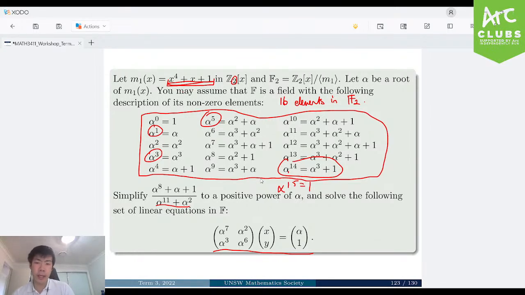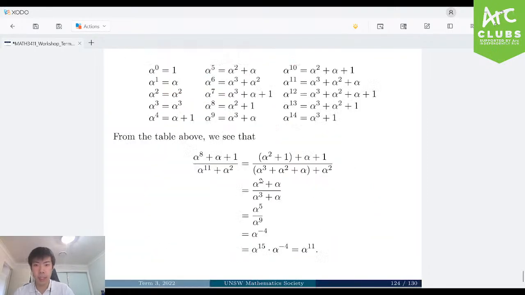So let's have a go at simplifying alpha to the power of 8 plus alpha plus 1 over alpha power of 11 plus alpha squared. Okay, it should be on the slides right here. Right, so alpha to the power of 8 is exactly alpha squared plus 1. Alpha plus 1 is alpha plus 1. Alpha power of 11 is alpha cubed plus alpha squared plus alpha. And alpha squared is alpha squared.